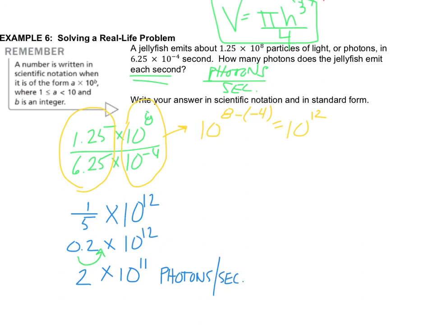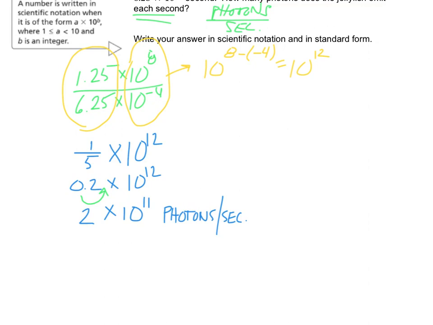Now, it also wants it in standard form. Okay, so when I look at this first one, this is scientific. Remember, standard form is 2 times 10 to the 11th means times 1 10 times 2 10s, 3, 4, 5, 6, 7, 8, 9, 10, 11. That is what the standard form would look like if we expanded it all the way up.